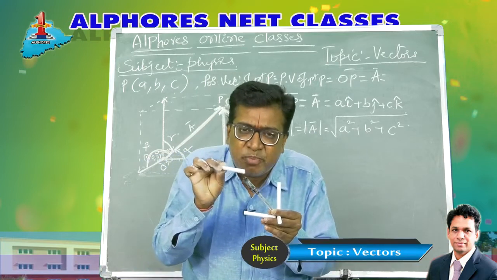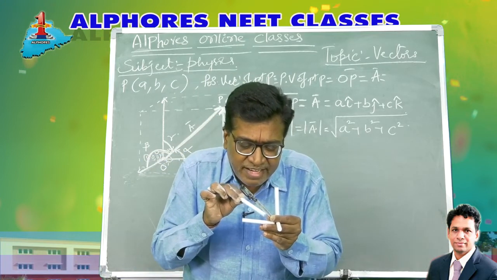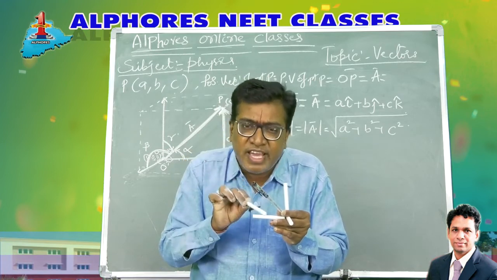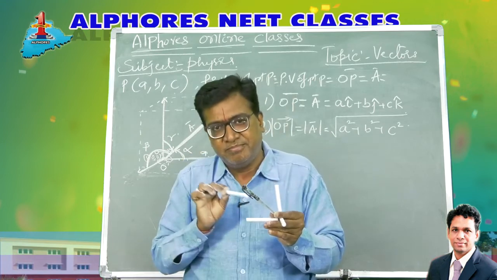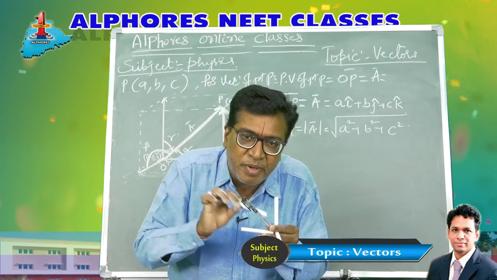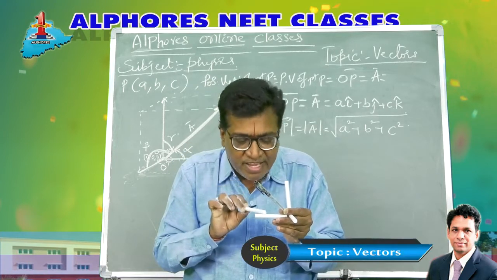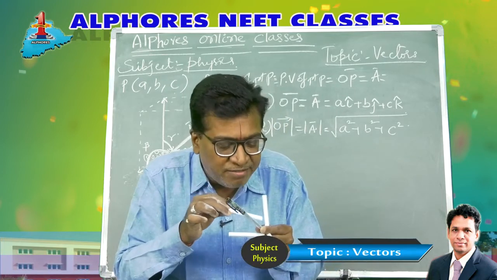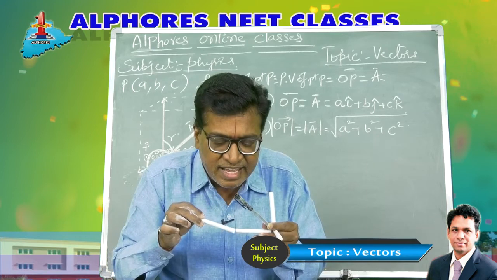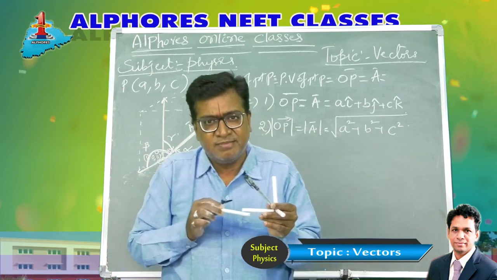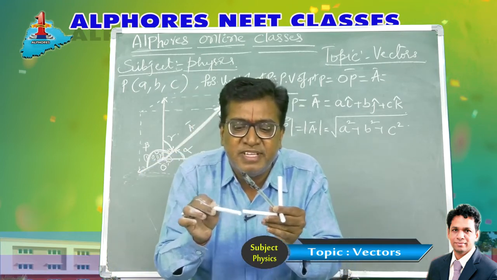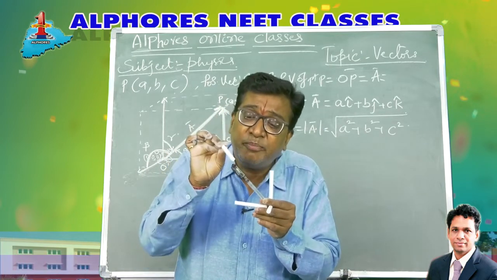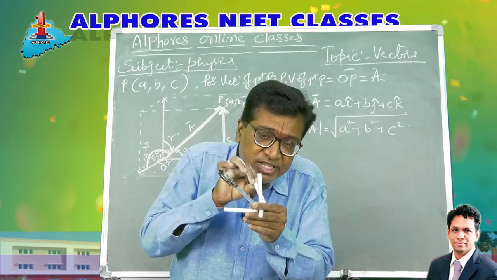So to reach this point P from O, I travel A units along the x-axis, B units along the y-axis, C units along the z-axis. So A i plus B j plus C k. Our vector OP bar is the sum of A i plus B j plus C k. Therefore A i plus B j plus C k gives you the position vector. Okay.